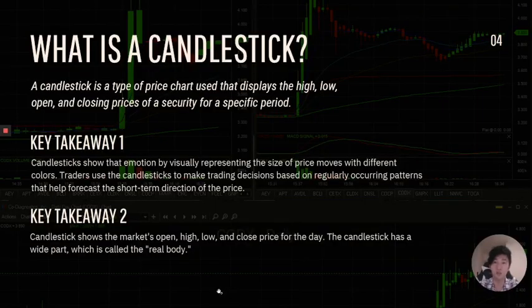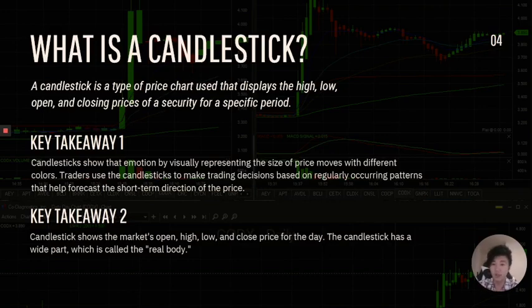What is a candlestick? A candlestick is a type of price chart that displays the high, low, open, and closing prices of a security or stock for a specific period, right? So let's take a look at our key takeaways. Key takeaway number 1. Candlesticks show emotion by visually representing the size of price moves with different colors, right? So most likely the colors are going to be what? Green or red, right? Green meaning it's bullish or buyers, red meaning bearish or sellers, right? We'll talk about that as we go. But traders use the candlesticks to make trading decisions based on regularly occurring patterns that help forecast or predict the short-term direction of the price.